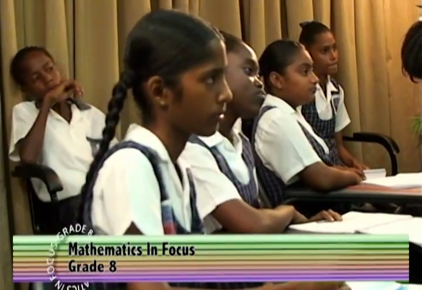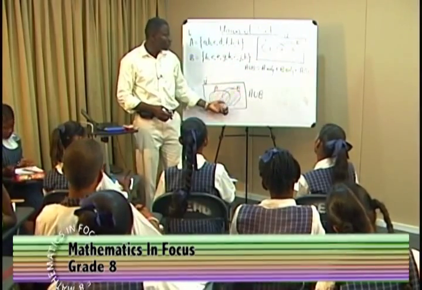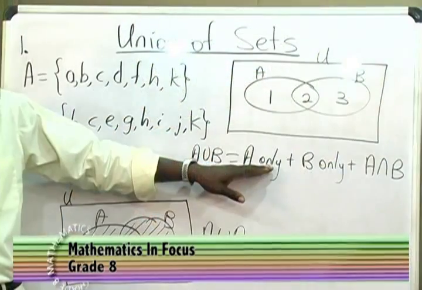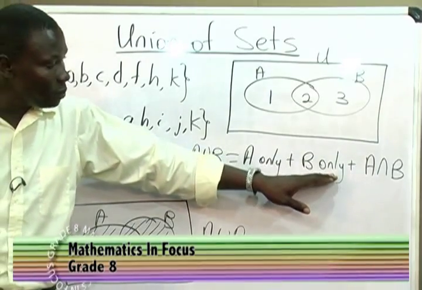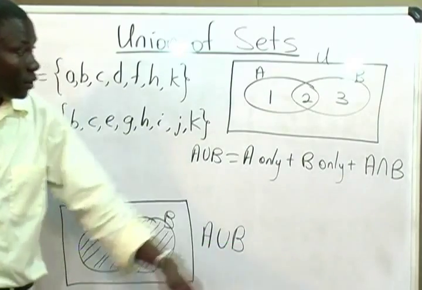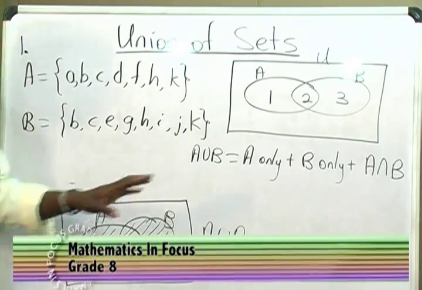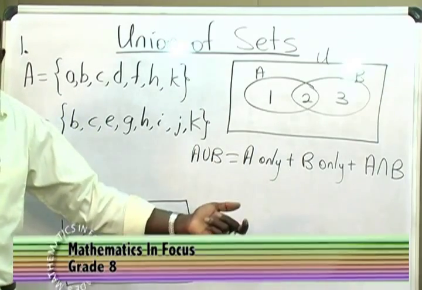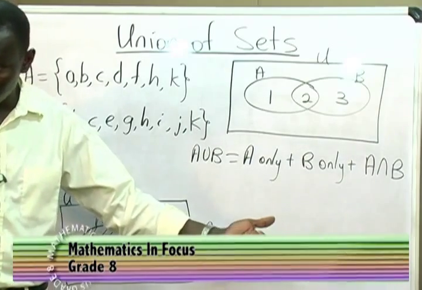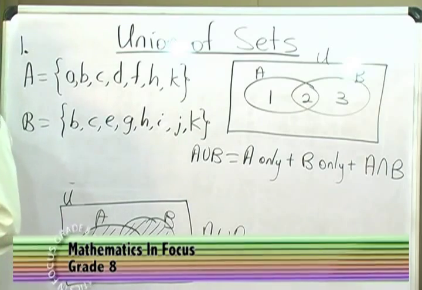So, given this diagram, if we want to give the elements of the union, there are the elements in A only, the number of elements in B only, and then the number of elements in the intersection. It doesn't mean that you have to do it in this order, because someone might have A only, followed by the intersection, followed by B only. That is okay, as long as we add those three together. Is that clear? Yes, sir.